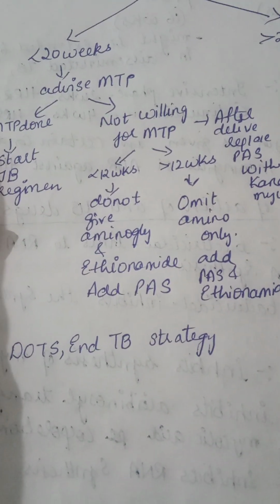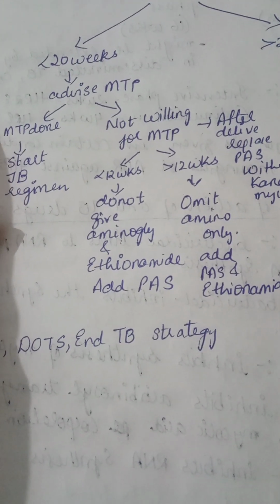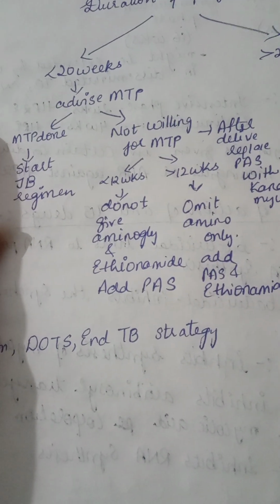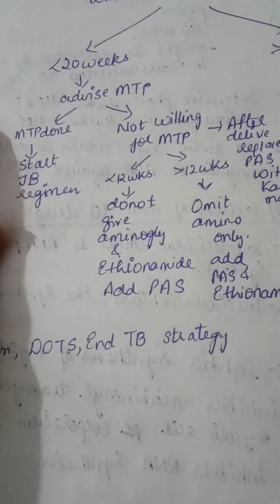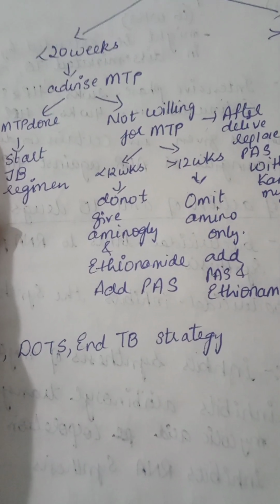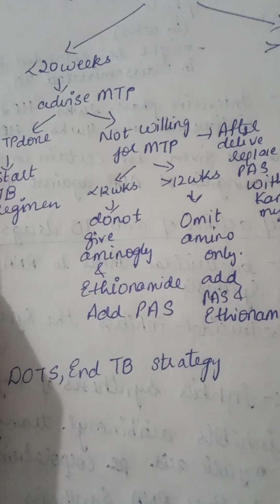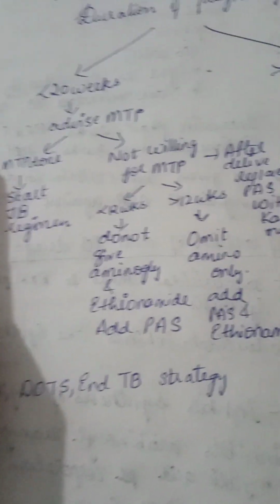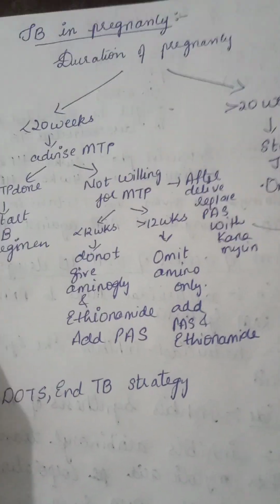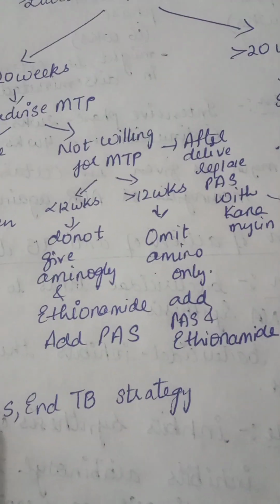If it is less than 12 weeks, you have to give a TB treatment regimen to the mother. You should not give aminoglycosides and ethionamide. Instead, you got to add para-aminosalicylic acid. Why not to give aminoglycoside? We know tetracyclines and aminoglycosides are teratogenic. You can't give in pregnancy. It will have adverse effect on fetus, right? So you have to exclude aminoglycosides and ethionamide.